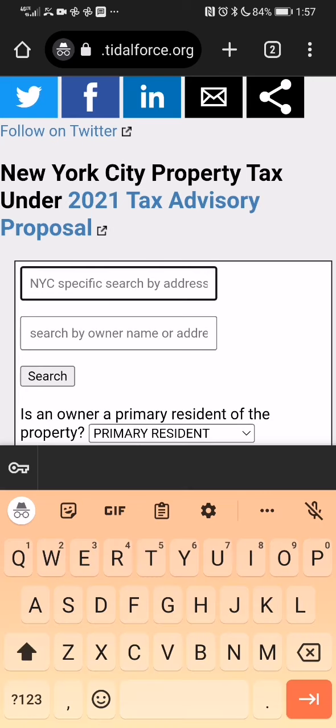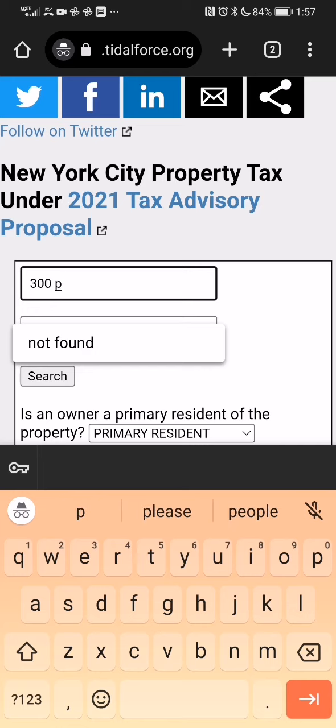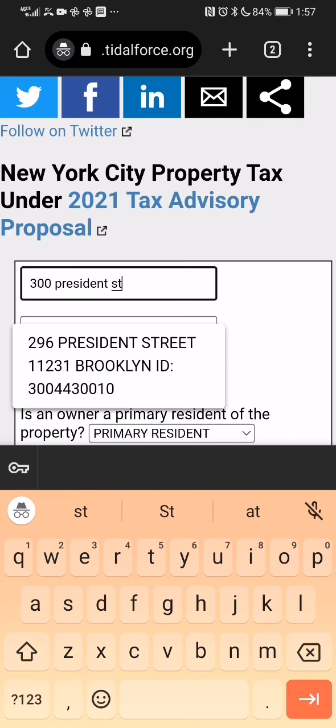We're going to put in some random addresses like 300 President Street, and it does try to find, it's found some property called 296 President Street in Brooklyn. Let's click on that. It's going to give you its borough block and lot number. That's what this ID is, this large number. Those are the things that uniquely identify tax lots.